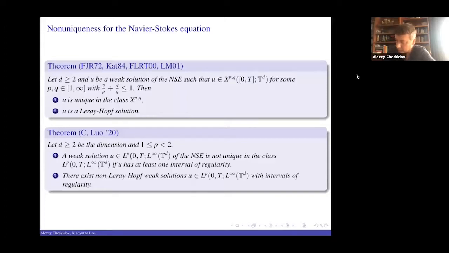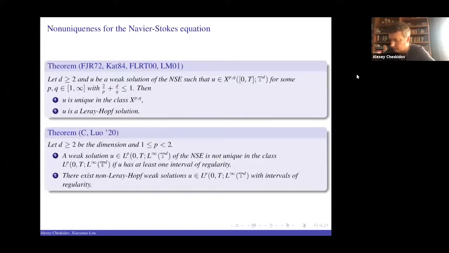So in particular, the second part of the theorem implies that non-uniqueness actually holds on the borderline of the Prodi-Serrin class. So there exists a weak solution with intervals of regularity. And then the first part implies that if such a solution exists, then it's not unique. So this shows that the positive result is sharp, at least at one point. So the Prodi-Serrin line is sharp at least at one point, where q is infinity. And it's still an open question whether the Prodi-Serrin line is sharp at all the other points.